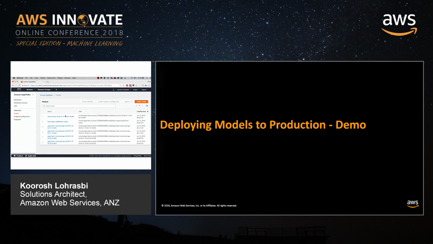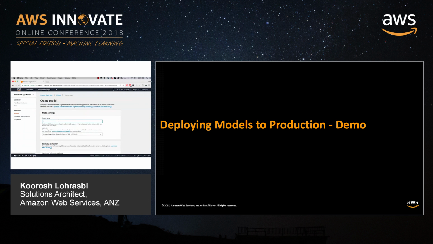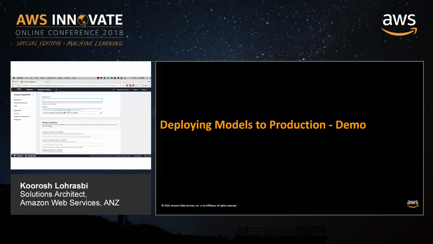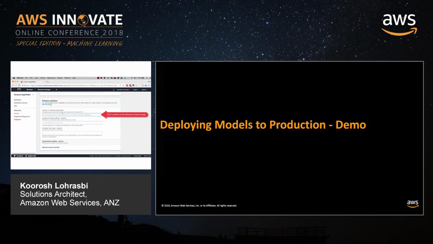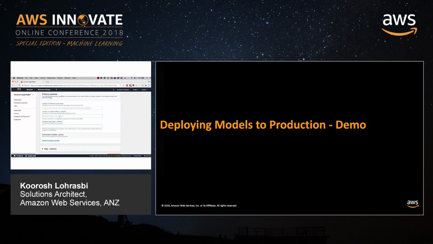But if you're bringing your own models, or if you've done training somewhere else and you only want to use the hosting service, you need to containerize an inference code and submit it along with the model. To create a model, here is the inference Docker image location in ECR. And here you provide the location of the model artifacts in S3. And optionally a DNS name for the container.